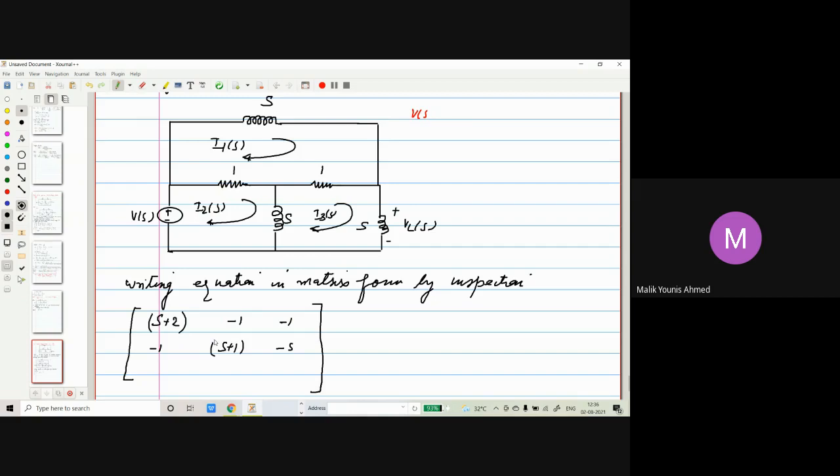Okay, now coming to the third loop. R31, between 1 and 3, common is minus 1. Between 2 and 3, minus s. And the summation of the elements of all, s plus s, is 2s plus 1. We are writing by inspection. We don't need to write the I1 of s, and so on, with the voltage column 0, V of s, 0.